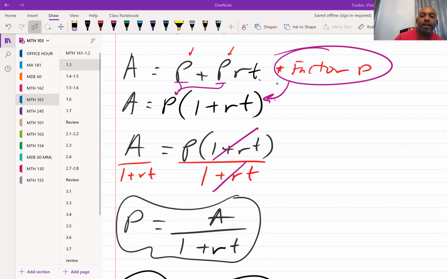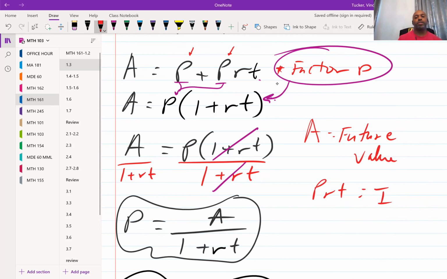A stands for future value when it comes to your interest. So in other words, P is the amount you had originally, and then A represents what you originally had plus the interest. Because remember, PRT was our interest earned. So that's P plus your interest is your future value: how much would be in your account after T amount of years.